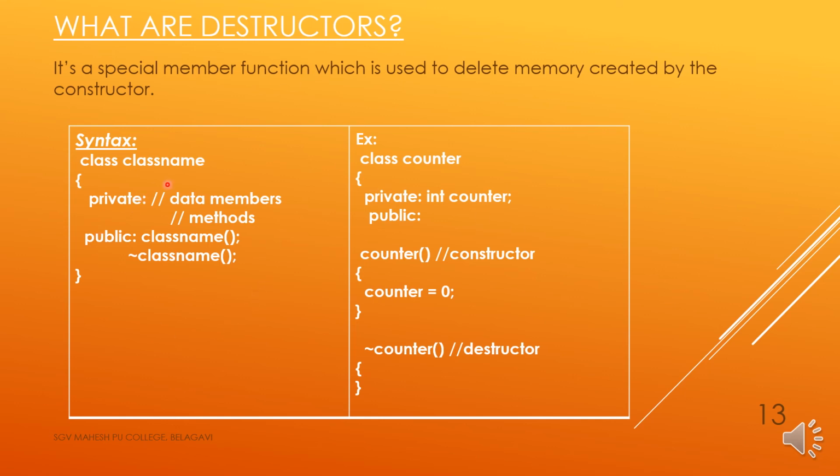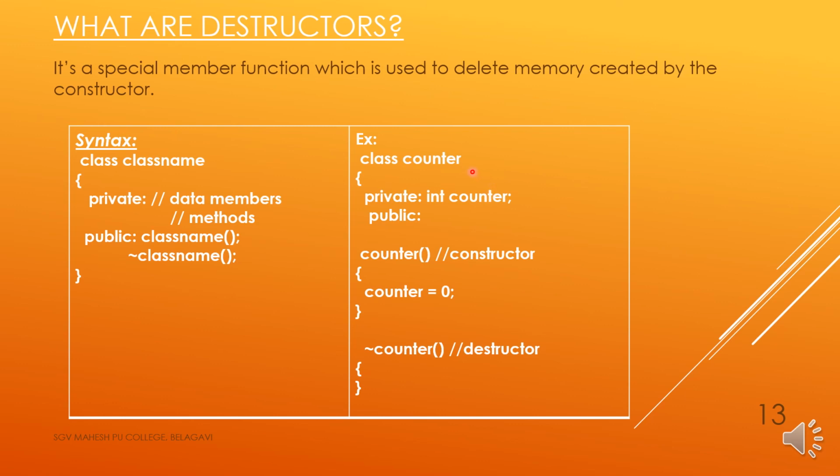Now the syntax for this: class name, private and public, data members and member functions. The class name and this name is called the constructor. It is matching with this. Now how to identify a destructor? A destructor is always prefixed with the symbol tilde. So the compiler will identify that this is the destructor and this is your constructor. Both the constructor and destructor have the same name as that of the class.